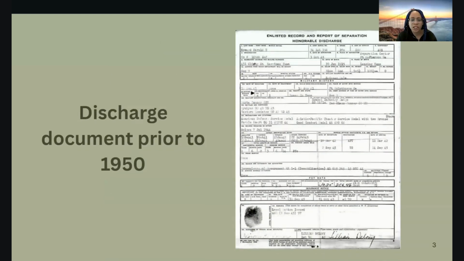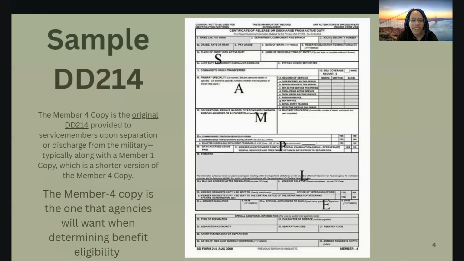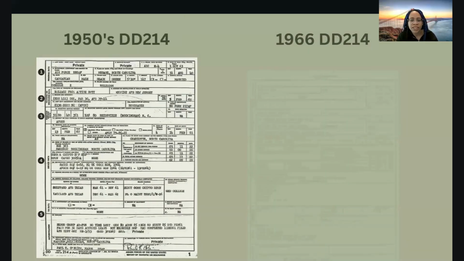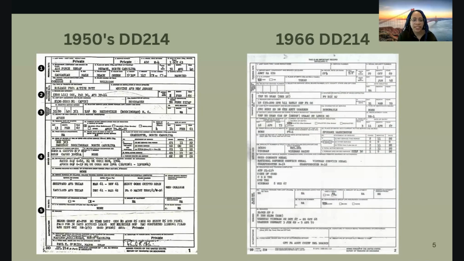This is an example of a discharge document prior to 1950. Here's a sample DD-214. The Member 4 copy is the original DD-214 provided to service members upon separation or discharge from the military. Typically, this is given along with a Member 1 copy, which is a shorter version of the Member 4 copy. The Member 4 copy is the one that agencies will want when they are determining benefit eligibility. Here are examples of a 1950s DD-214 and a 1966 DD-214.